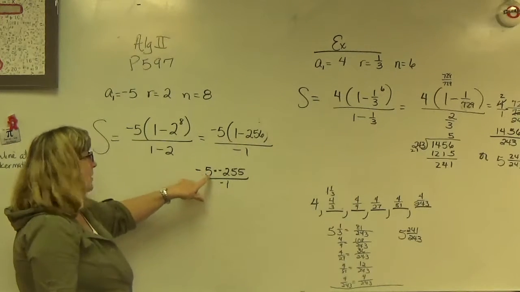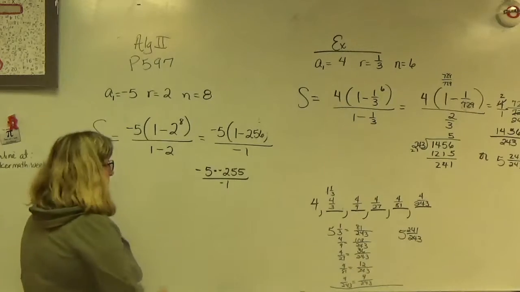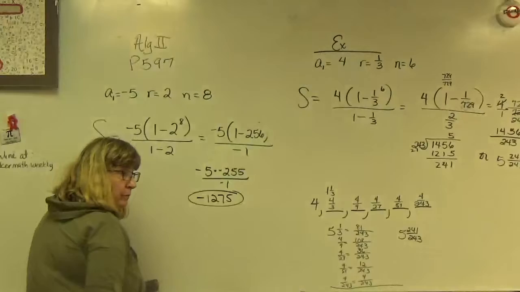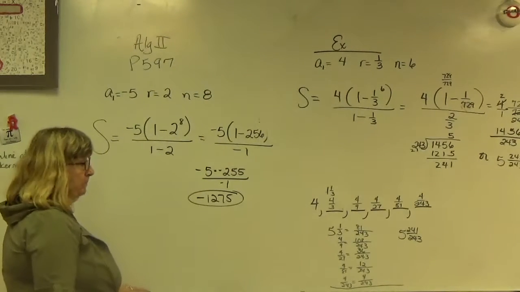Okay, that works. What's 5 times 255 then for my answer? 1275. 1275, anybody else get that? I've got this down.